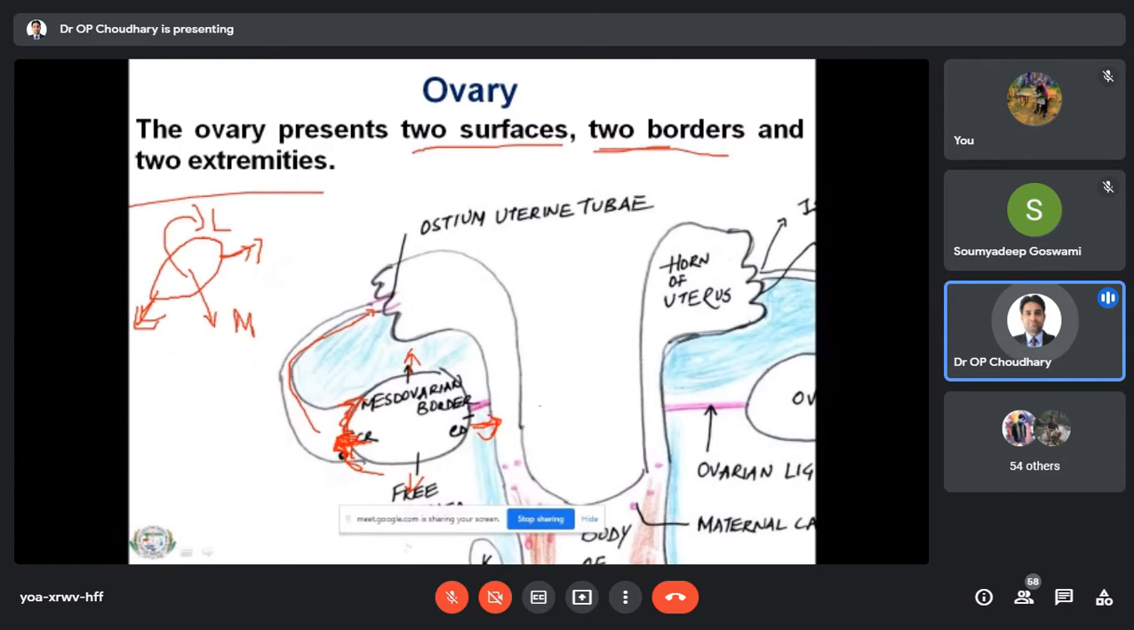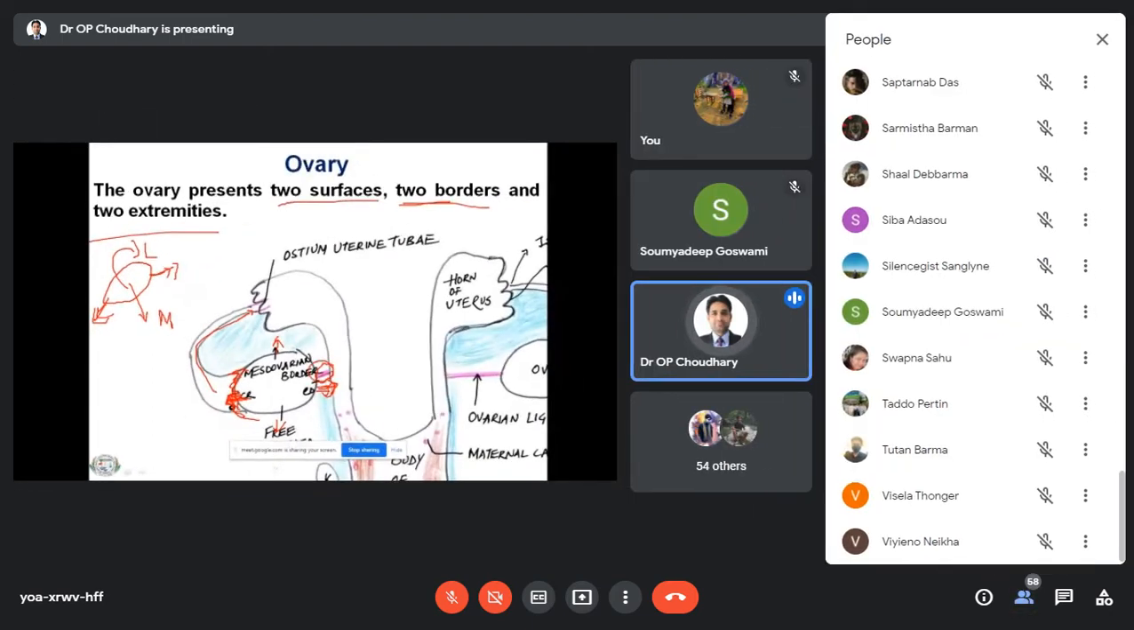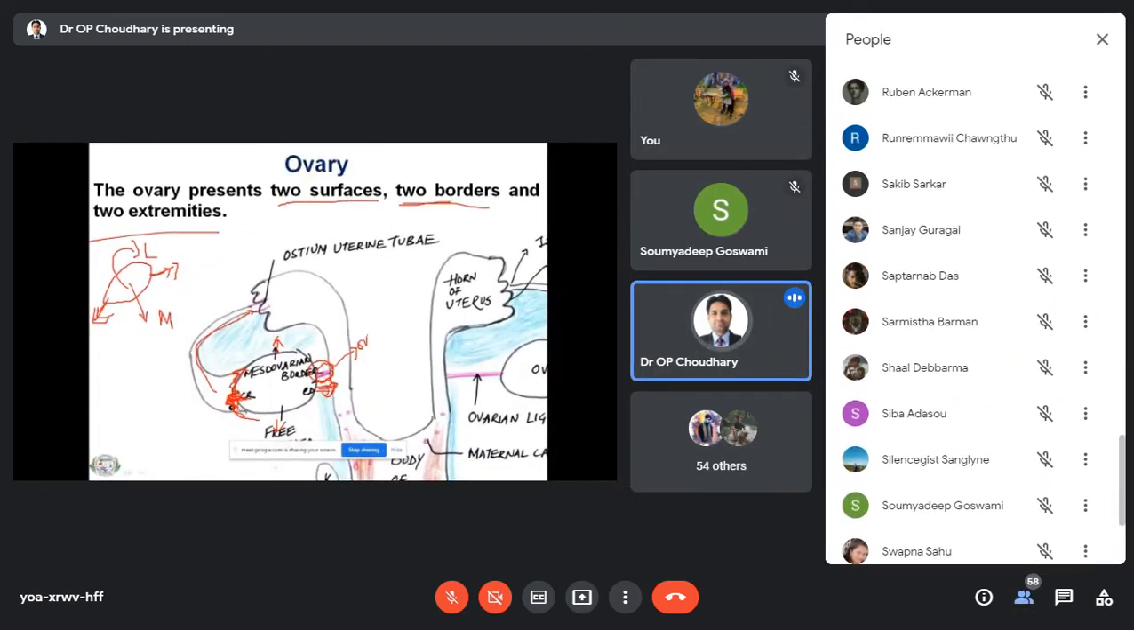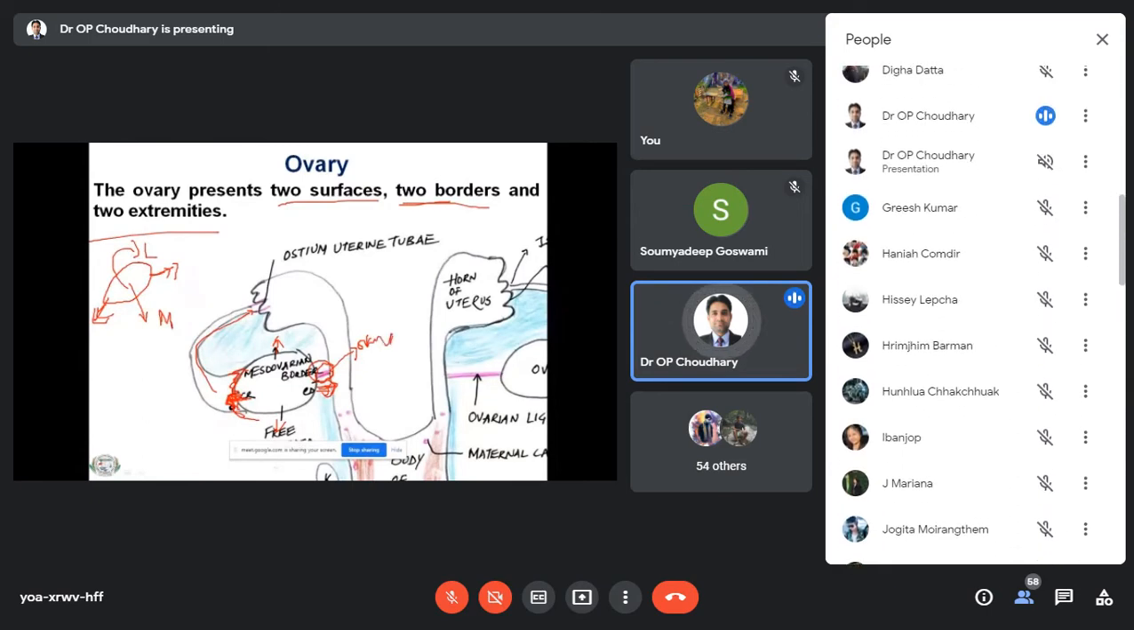Now you can see here in the caudal part, you will see one ligament. This ligament usually connects to the uterus. It keeps the ovary in its position, and this ligament is called the ovarian ligament.